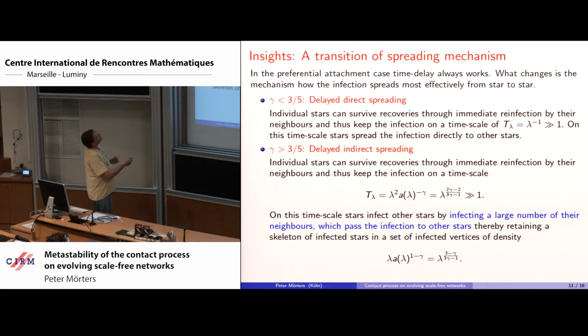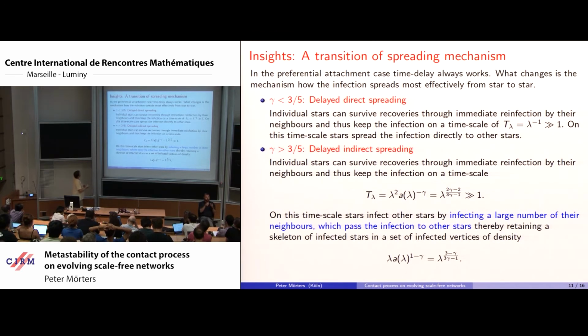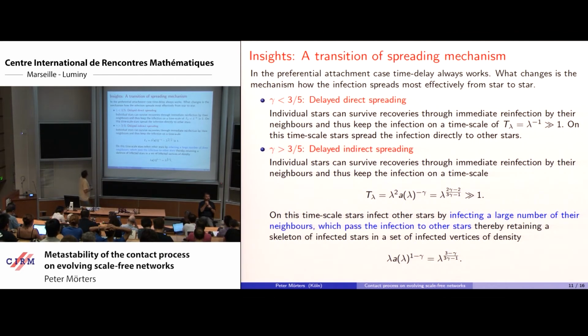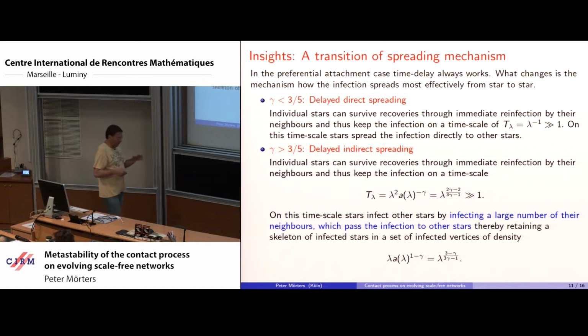And they're different in the following sense. In both cases, there are delayed strategies. So it's always worth waiting long enough so that a star can sort of keep the infection by itself for a bit longer. But then there's a difference in the mechanism how the infection spreads from one star to another star. When gamma is less than 3/5, or this is tau bigger than 8/3, then we have what we described before. So the infection passes from one star to another star directly.